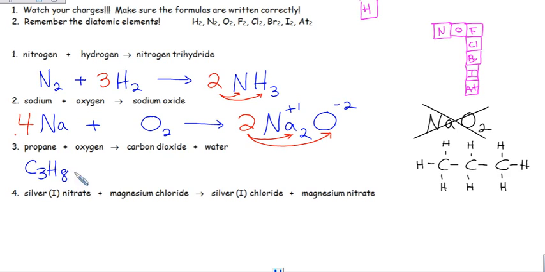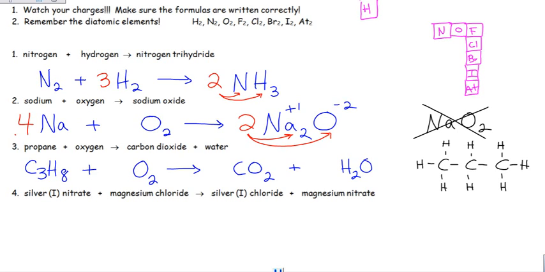C3H8. Oxygen is diatomic as an element, not bonded to anything. And then I have carbon dioxide and water. There, not bad. Okay, so we got the formulas, we balance.